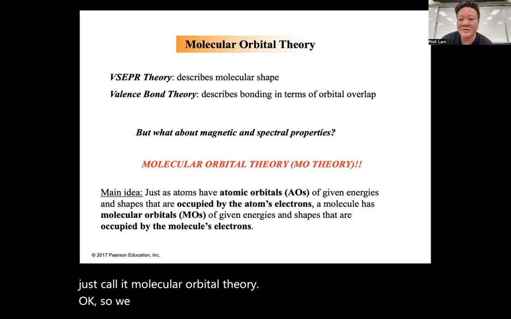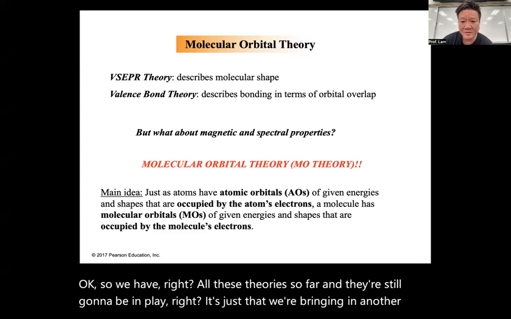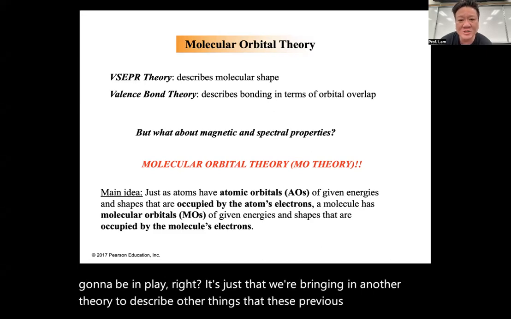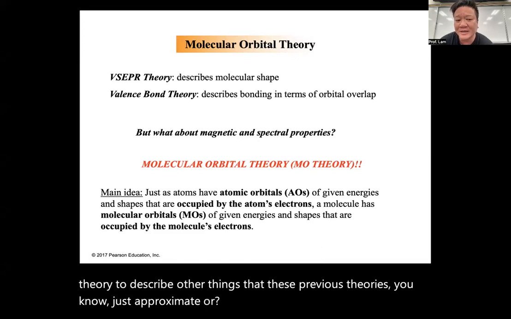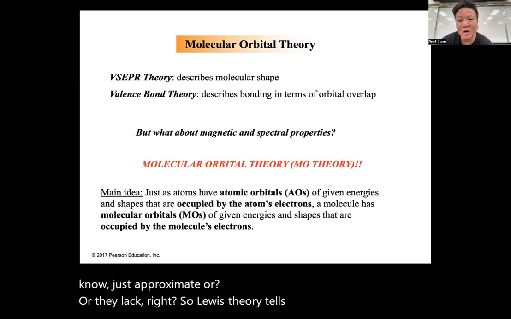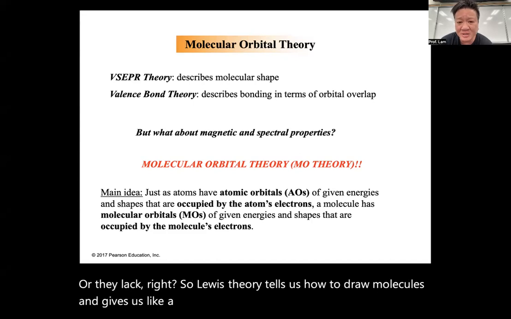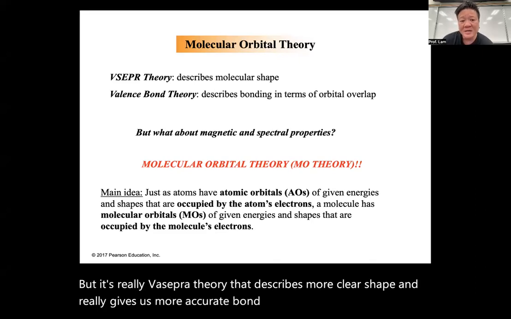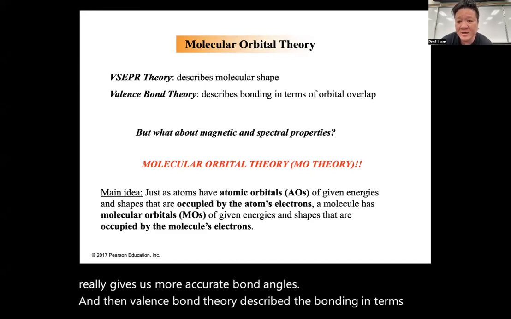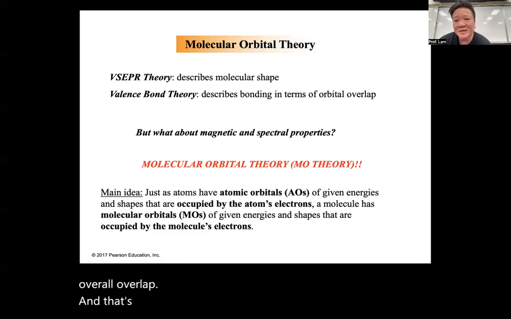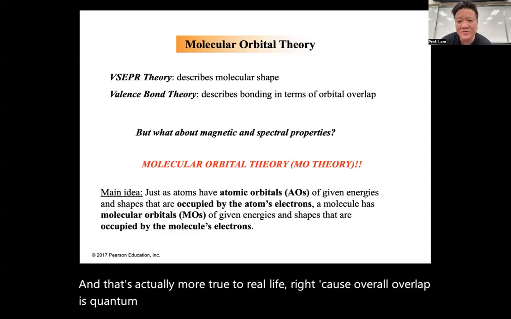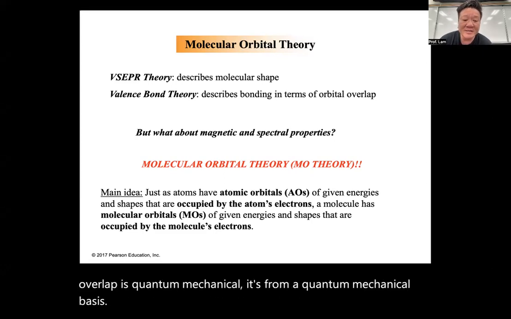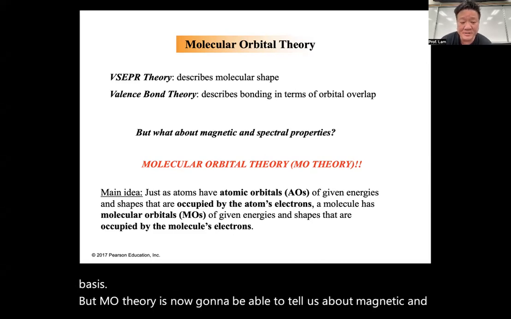So we have all these theories so far, and they're still going to be in play. It's just that we're bringing in another theory to describe other things that these previous theories only approximate or lack. Lewis theory tells us how to draw molecules, and gives us a first approximation of bond angles. But it's really VSEPR theory that describes molecular shape and gives us more accurate bond angles. And then valence bond theory described the bonding in terms of orbital overlap. And that's actually more true to real life, because the orbital overlap is quantum mechanical. It's from a quantum mechanical basis. But MO theory is now going to be able to tell us about magnetic and spectral properties of molecules.